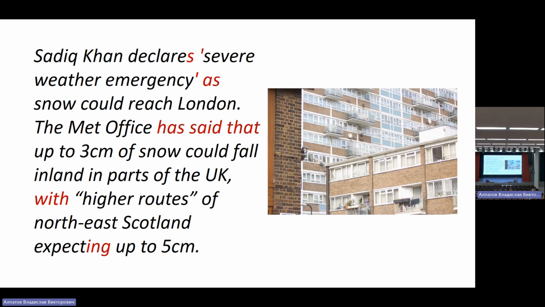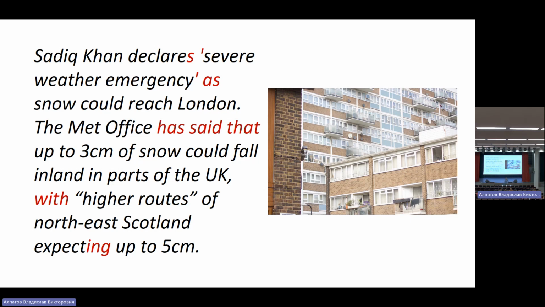And finally, Sadiq Khan declares severe weather emergency as snow could reach London. The Met Office has said that up to 3 centimeters of snow could fall inland in parts of the UK, with higher routes of northeast Scotland expecting up to 5 centimeters. Well, comparing to what we had over the weekend and we are still having today, this is peanuts, really. So what style is it? The newspaper style, the brief news items.